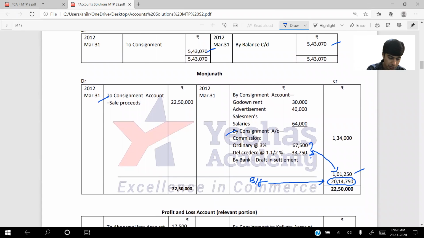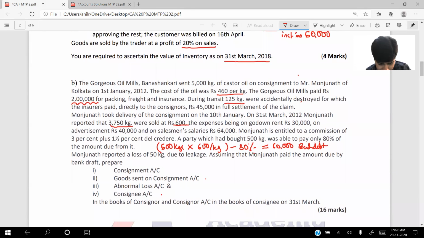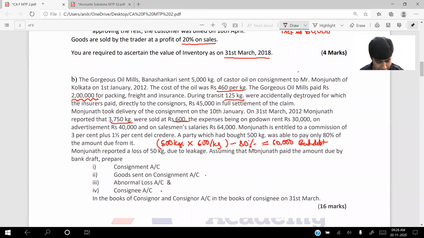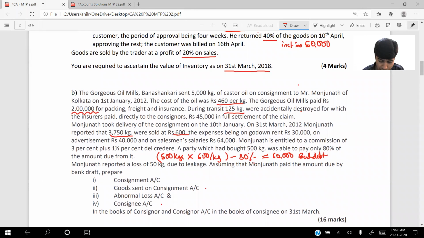For this part, I didn't explain. There's some expenses incurred by consignor. Sorry, Kanzaini. What are the expenses? Where is it? Oh, sorry, I didn't read this.